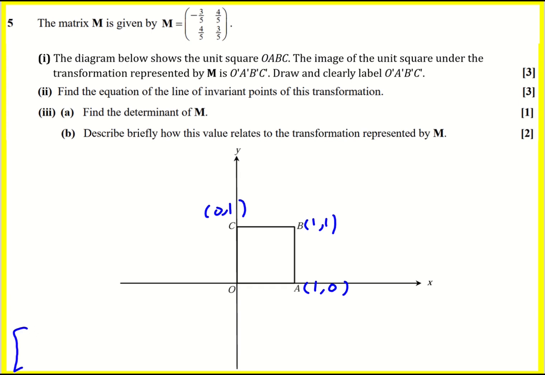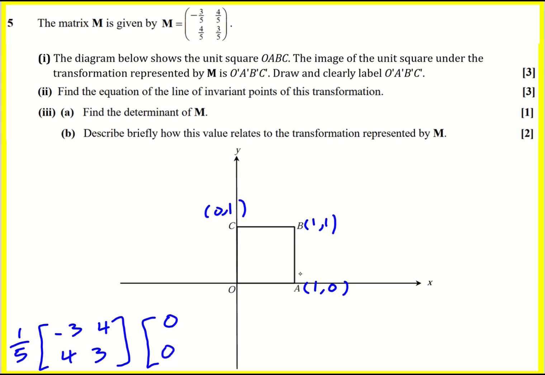So what we can do is actually take the fifth out. That's a good idea, just to make calculations a little bit easier by hand. So it's a fifth times the matrix (-3, 4; 4, 3). And then to multiply it by the unit square, you can either just multiply by the coordinates in turn, or you can write it as a nice 4 by 2 array.